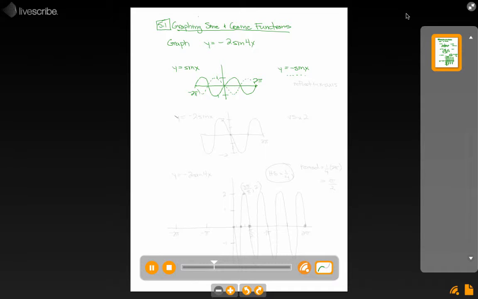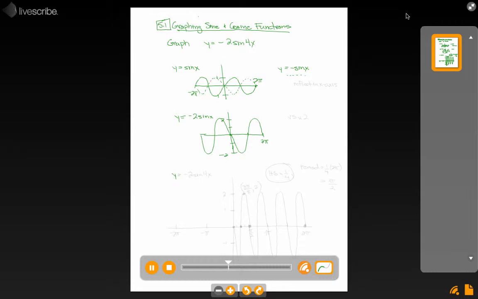Now I would also do y equals negative 2 sine x, which is going to not just reflect it, but also vertically stretch it by a factor of 2. So your new amplitude is 2, your period is unchanged. So this thing is going to go down to negative 2, back up to positive 2, down to negative 2, up to positive 2, and look approximately like this.